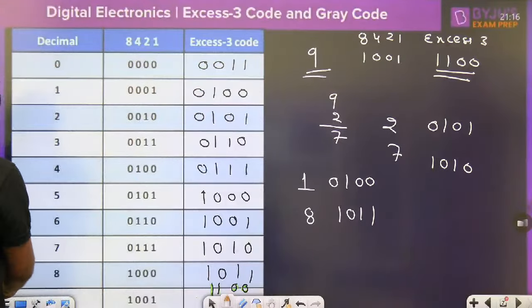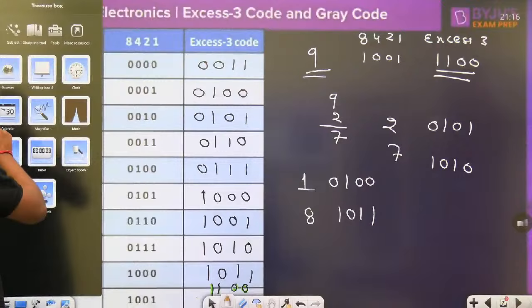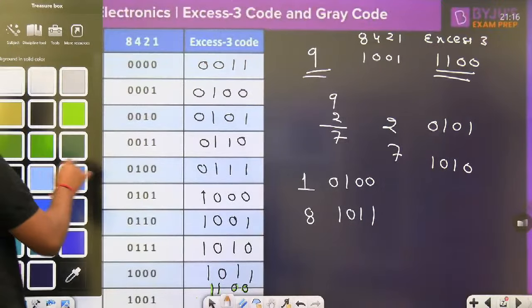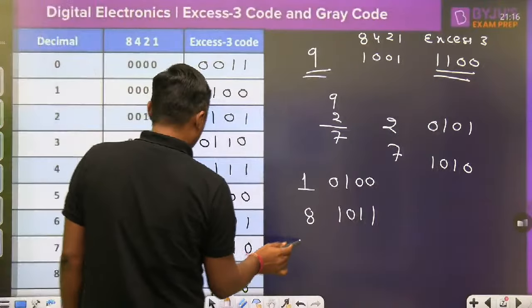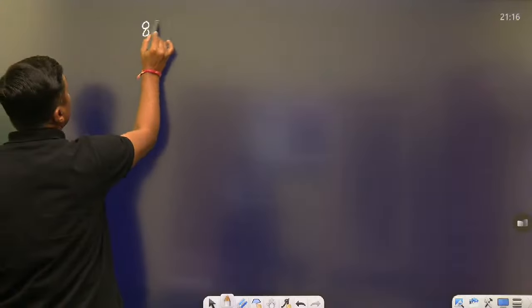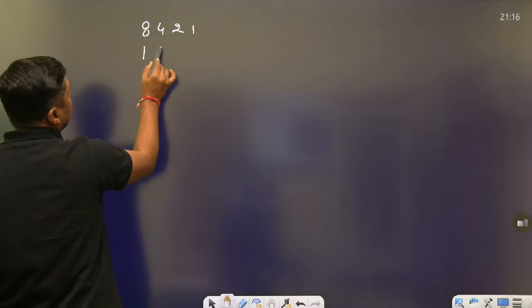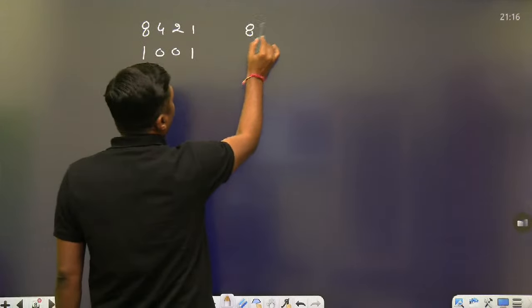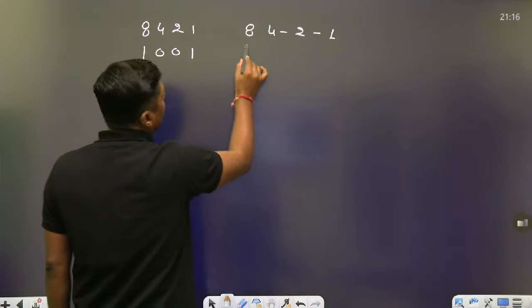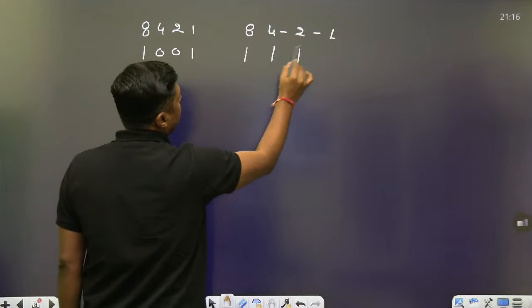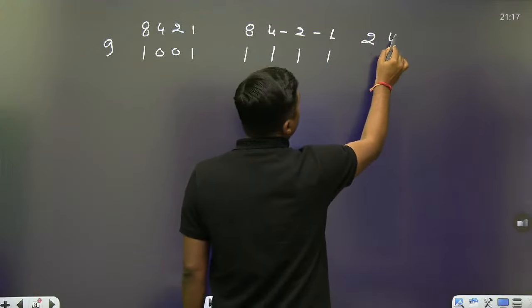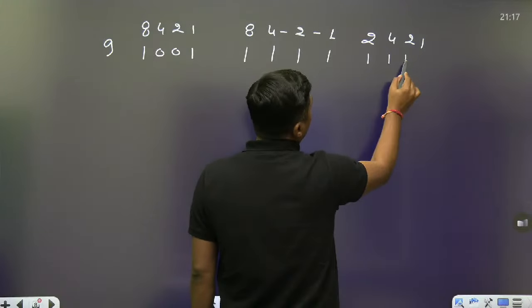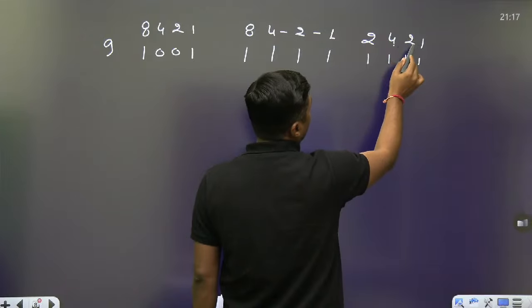For example, in case of 8421, suppose you want to write 9, it will become 1001. 8 plus 4 is 12, 12 minus 2 is 10, 10 minus 1 is 9. This is the code for 9. In 2421, if you want to write 9, it is 1111. 4 plus 2 is 6, plus 2 is 8, plus 1 is 9.